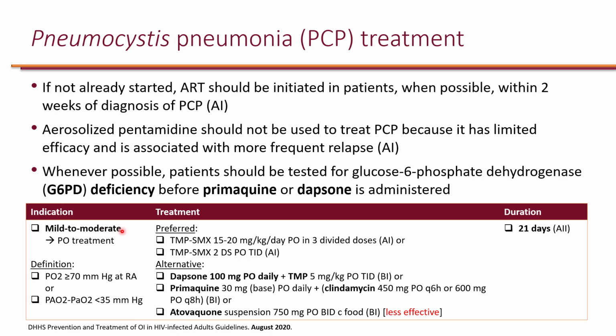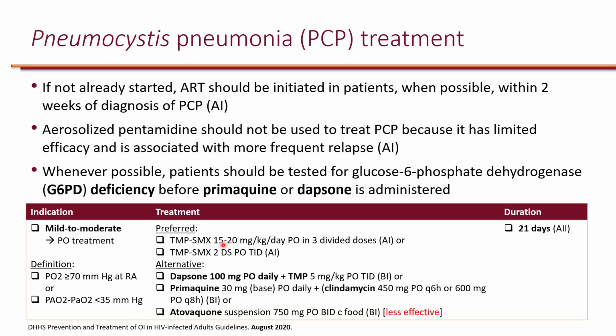So for mild to moderate, and the criteria are listed here, you typically use an oral treatment. And again, the treatment of choice is Bactrim, so trimsulfa, 15 to 20 milligram. And this dosing is based on the trimethoprim component. So when we say 15 to 20 milligram per kilo per day, that's basically trimethoprim, and then whatever sulfamethoxazole to match it when it comes in the pill.